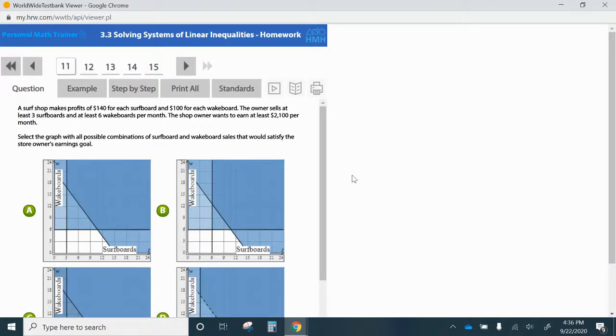All right, number 11. The surf shop makes a profit of $140 for each surfboard and $100 for each wakeboard. It sells at least 3 surfboards and at least 6 wakeboards per month. The shop owner wants to earn at least $2,100 per month. Select a graph with all possible combinations of surfboard and wakeboard sales that would satisfy the store owner's earnings. So again, this is a step-by-step.